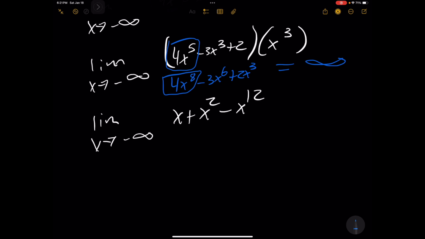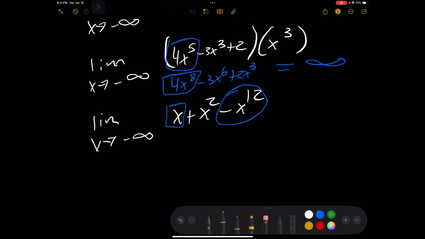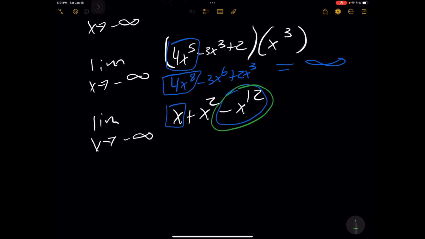Now the last one here is just to show you, we're not always looking at the first term. We're looking at the term with the highest power, and in this case, that's going to be this negative x to the 12th. So we really care about the negative x to the 12th, not the x. So you have to be careful about your ordering of these polynomials.